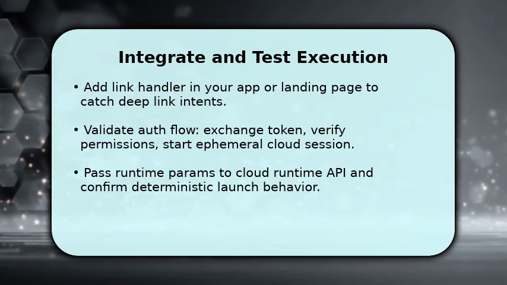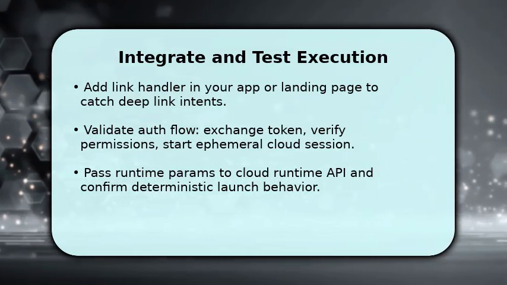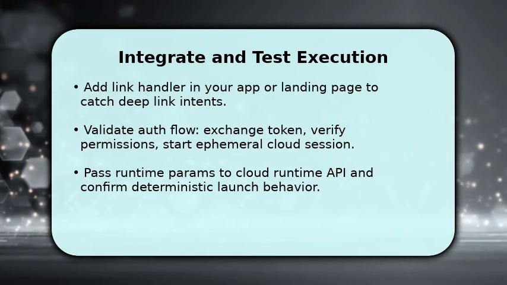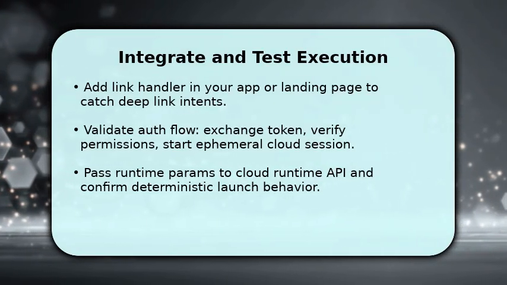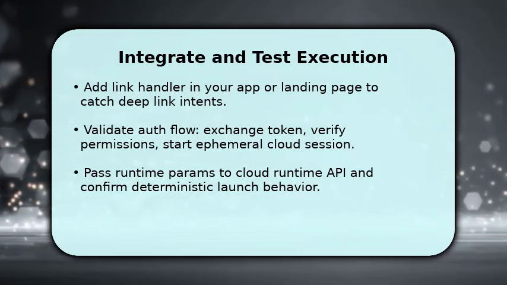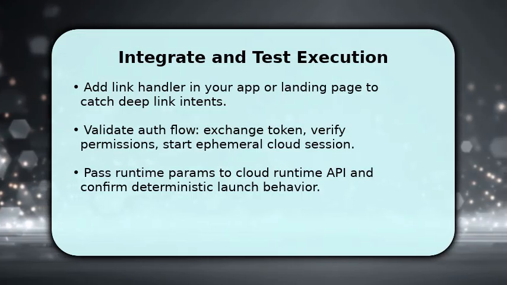Make sure the auth flow exchanges the user token for a session token and verifies permissions, because failed auth halts the launch. Then call the Cloud Runtime API with the runtime parameters you encoded. This ensures the correct game, level, and settings initialize.